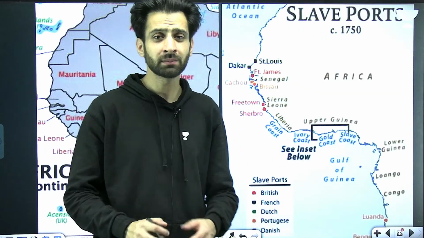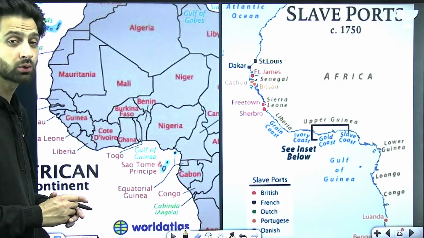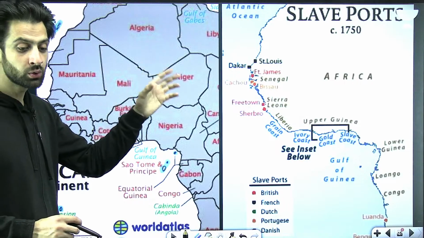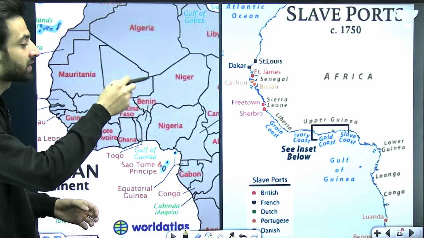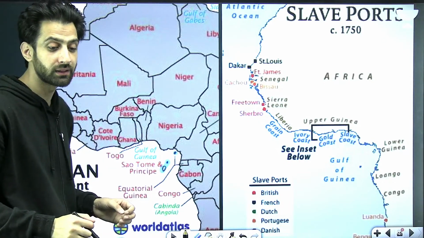Then we come to another part of Africa, Western Africa. We'll study about some of the coasts that were used for trade in ancient times, the slave ports and the grain coast. These are some of the ports. But first look at the map of Africa.